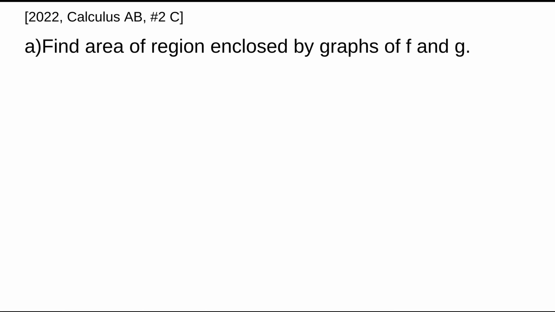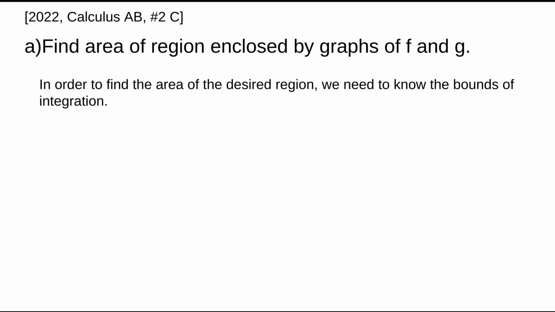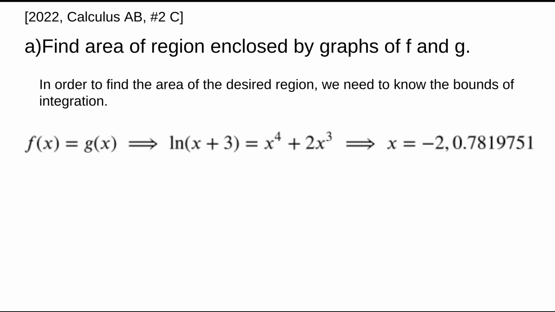In part A of the question, we are asked to find the area of the region enclosed by the graphs of f and g. In order to do this, we're going to set up an integral, but at this point we don't know the bounds of integration because we only know that the graphs intersect at -2 and some positive number b. We need to find b. All right, so this is a calculator active question, so we can use our calculator to determine when the graphs of f and g intersect.